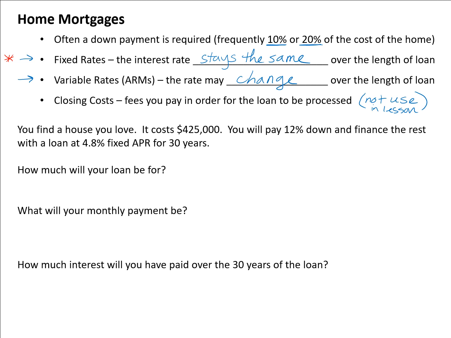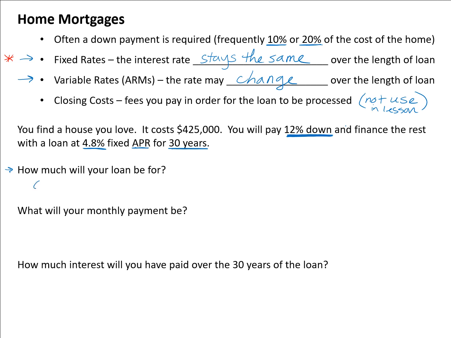Say you find a house that you love and it costs $425,000. You decide you're going to pay 12% down and finance the rest with a loan at 4.8% fixed APR for 30 years. So this would be a 30-year loan. So let's work out first how much your loan will be for. It's not going to be for the entire cost of the home. Remember, we said we're going to pay 12% as a down payment. So let's work out what that down payment is, and then that'll allow us to figure out how much is left that we use the loan for.